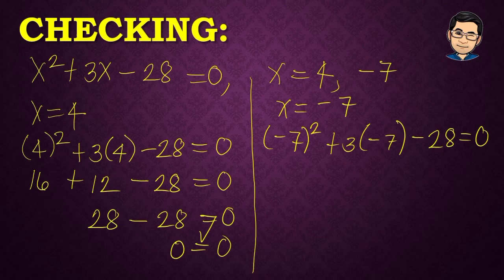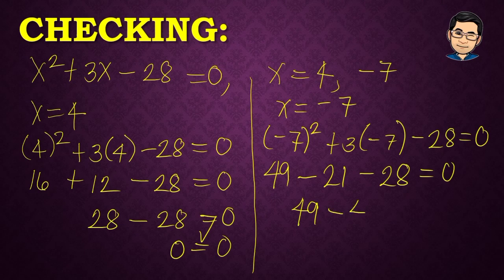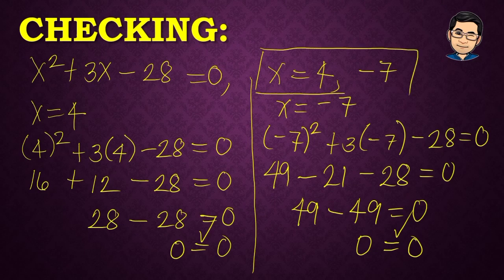Negative 7 squared, that is 49. 3 times negative 7, that is negative 21. Minus 28 equals 0. So 49 minus, combine negative 21 and negative 28, that is negative 49 equals 0. 49 minus 49 is 0, equals 0. So, ang ating mga roots, x equals 4 and negative 7.